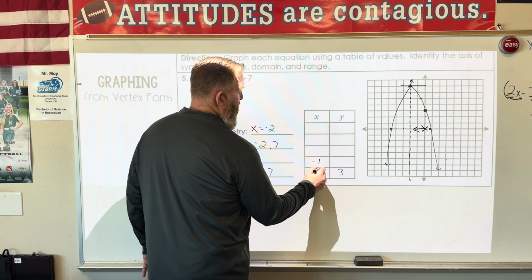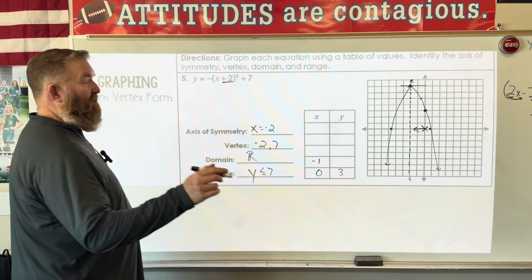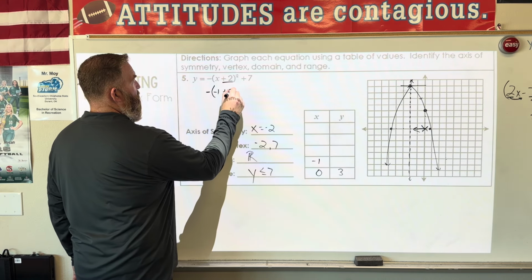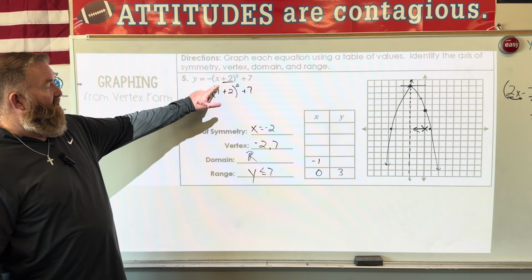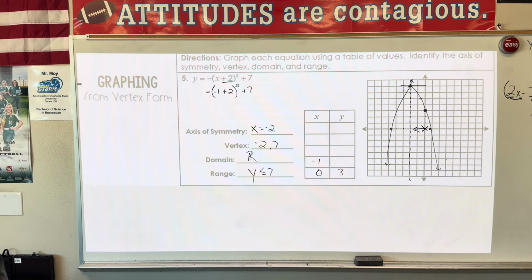So do me a favor. Here's what I want you to put in your calculator. Remember input, output? Negative parentheses, -1 + 2 squared + 7. Just like that. All I did was I put a -1 for x. That's all I did. Tell me what you get for y. +6, is that what you got?